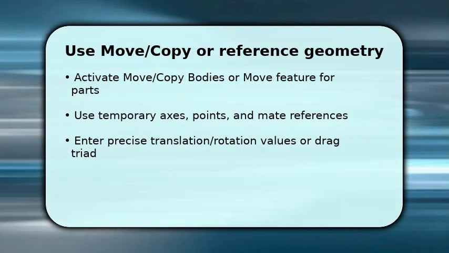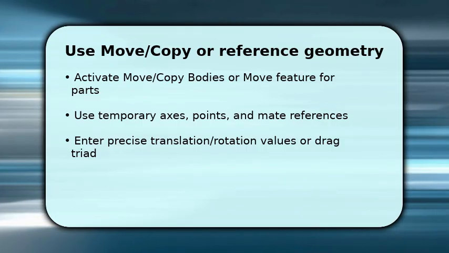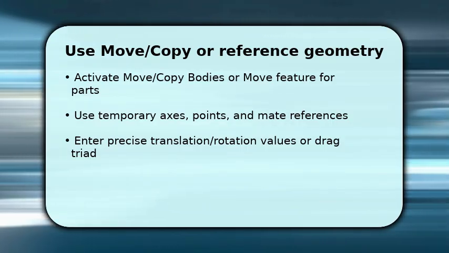You now execute the actual repositioning by using Move/Copy bodies for parts or the Move feature inside a sketch. This lets you translate or rotate geometry. Use temporary axes, points, or create a reference point to define the target location. That way you control how the origin will relate to existing features.